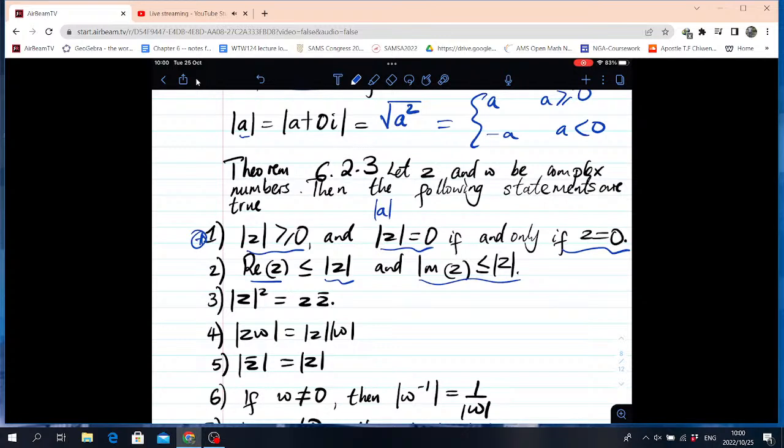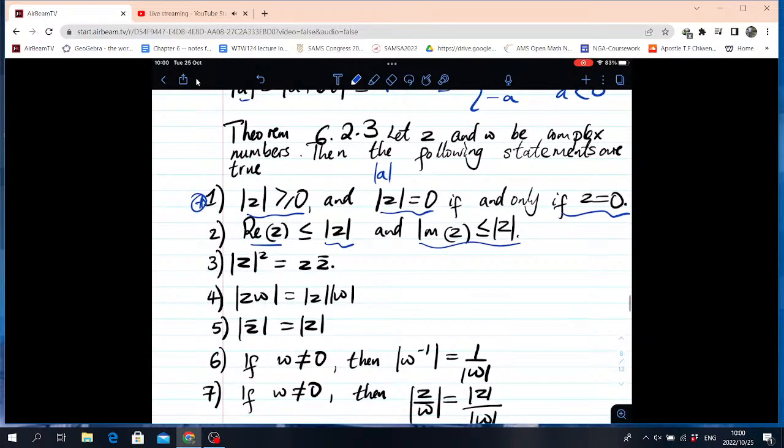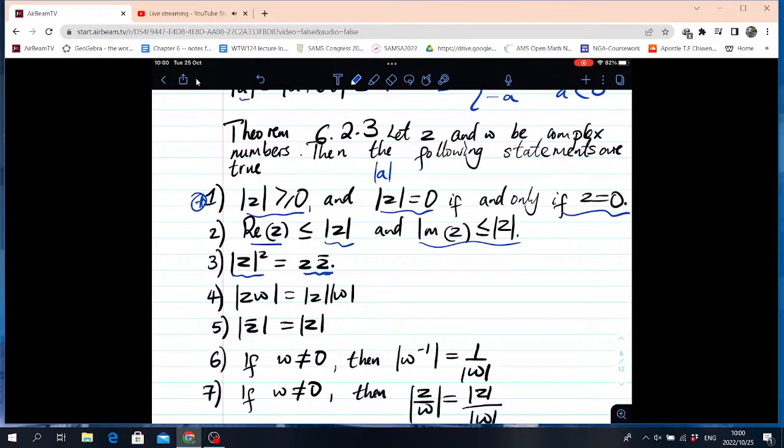The next property is what I talked about prematurely earlier, because we hadn't defined the modulus of z. Basically, the modulus of z squared is going to be equal to z times its conjugate. I sort of did the proof there. If you just remember the definition of the modulus of z, you can apply what we have in that previous theorem to get this statement.